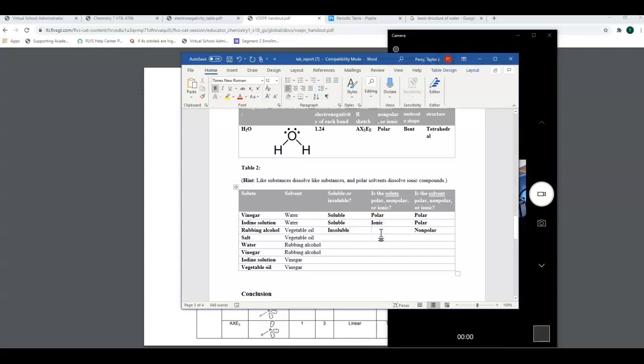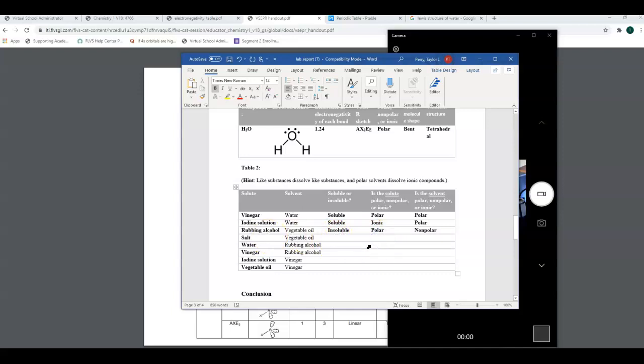Insoluble. All right, and since it's insoluble, if this is nonpolar, now, if rubbing alcohol were also nonpolar, these would mix, right? Because again, like substances dissolve like substances. But because it did not mix, that means alcohol must be polar, okay? It must be polar.